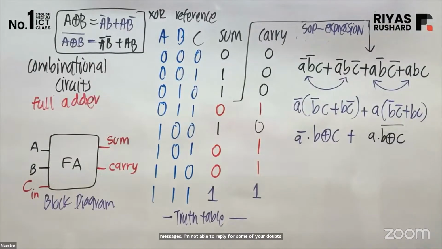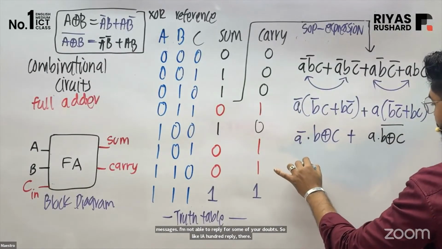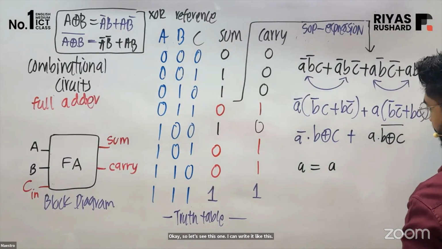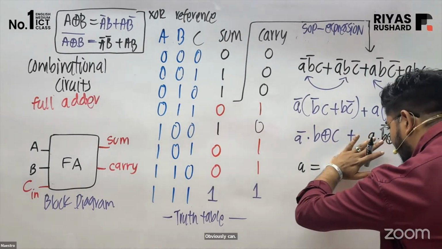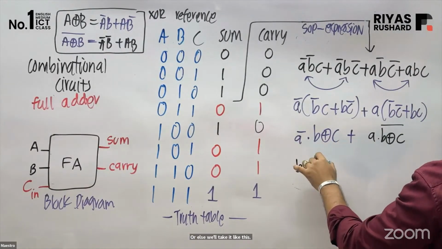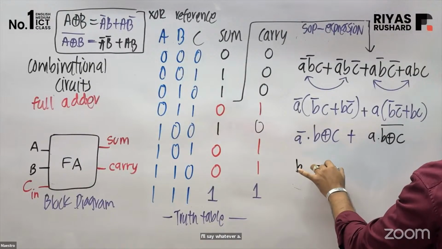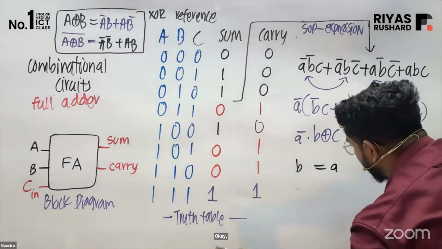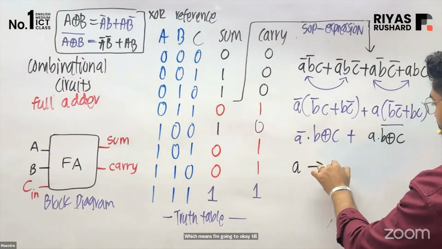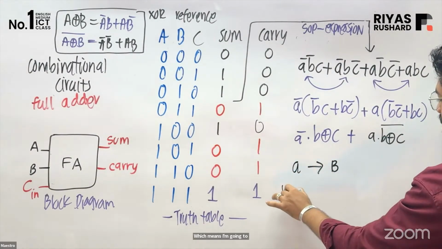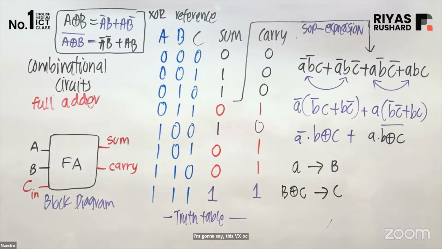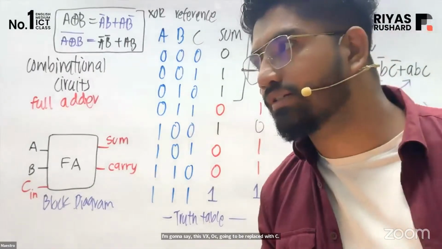So let's see this one. I can write it like this now. I'll say A equal to A. Can I say it? Obviously can. Or else we'll take it like this. Whatever A, I'll write it as B, which means this A value is going to be replaced with B. And this BXOC is going to be replaced with C. Do you all agree with that statement?